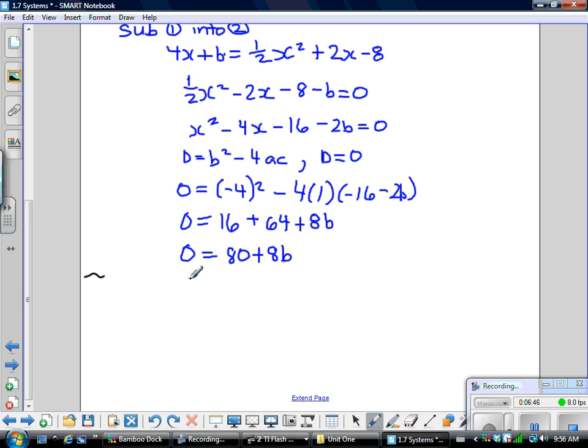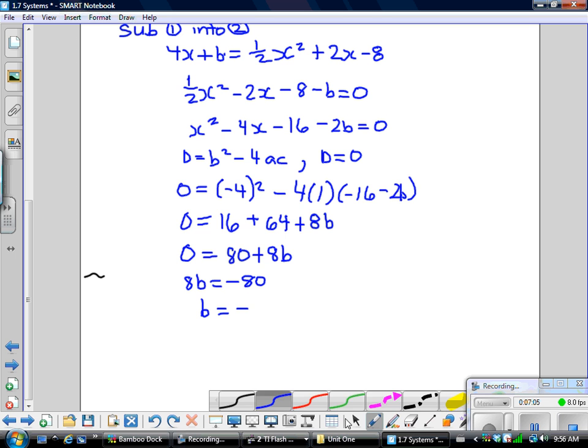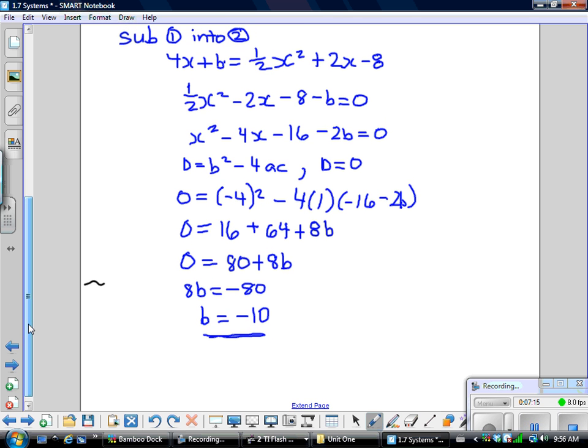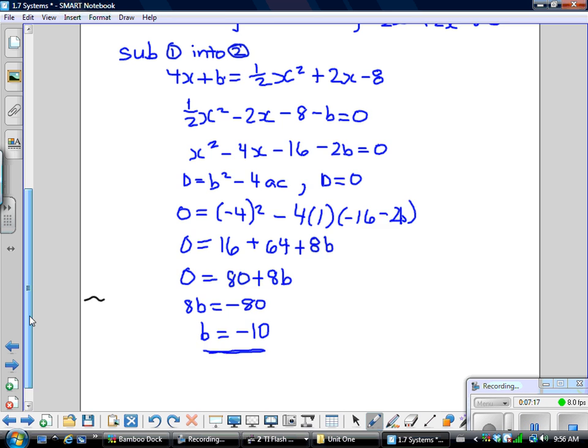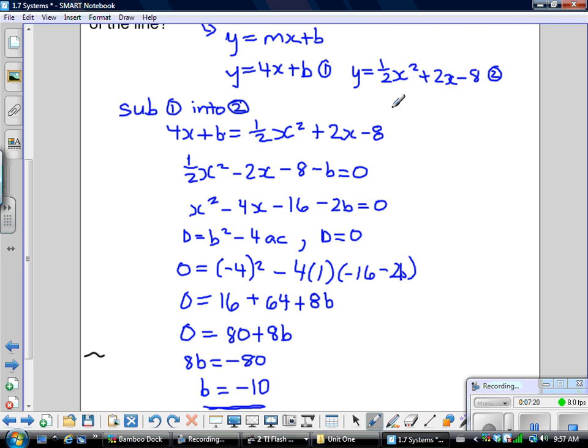Remember, we're solving for b, so that's 8b equals negative 80. Divide both sides by 8, and we end up with b equals negative 10. Oops, negative 10. That was going to look like a 16. Didn't want that. Negative 10. So in order for a line with a slope of 4 to intersect this particular quadratic function at one location, b, the y-intercept, would have to equal negative 10.